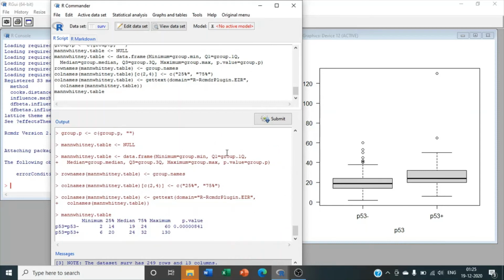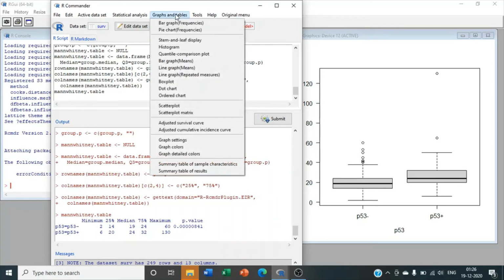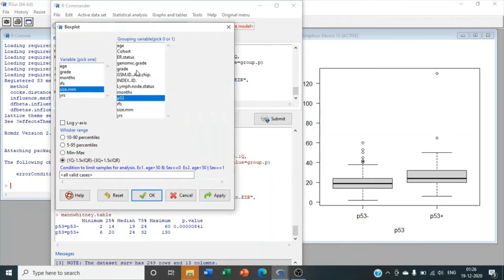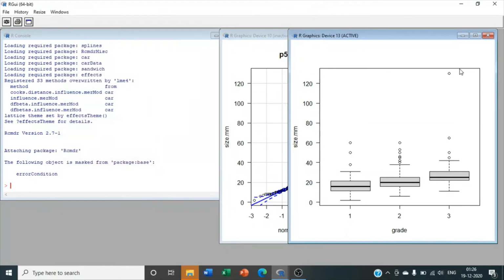So we just saw how to do a two variable test. What if there were three grouping variables? For example, if we had to see the relationship of size, say with grade, what would we have done over there? We would have, of course, visualized the size with grade by means of a side by side box plot. We can see that in grade 3 tumors, the size is greater than in grade 2 tumors, which is greater than in grade 1 tumors, and it is also skewed.